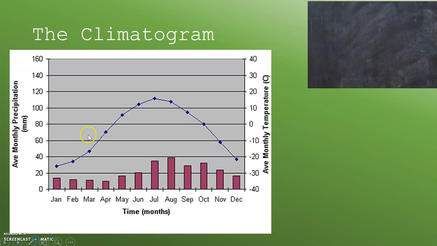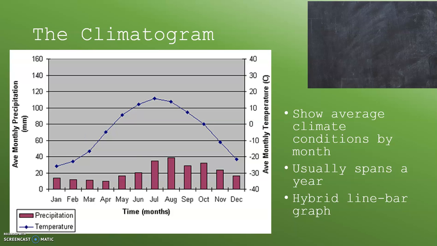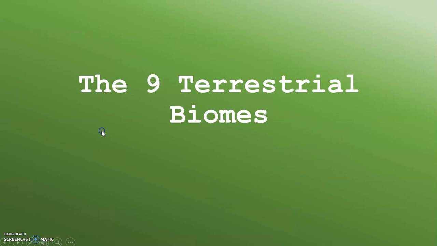A climatogram gives us a lot of information about the biomes. It shows the average climate conditions by month, and it usually spans a year. It's a hybrid line and bar graph, and if we look at the key that's popping up, precipitation is often the bar graph, and the line graph is often temperature. It doesn't have to be, so I encourage you to closely look at any axes on the graph. Precipitation is often read to the left and temperature off to the right, and that's the most common way to see it, but I have seen other versions.